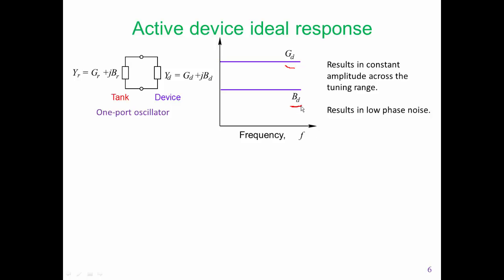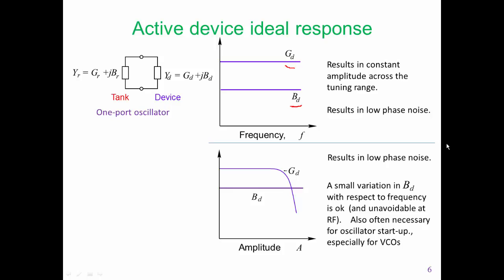Now looking at BD. If BD is independent of frequency, this results in low phase noise. The combination of GD and BD being independent of frequency results in low phase noise. Let's look at the susceptance. This is the ideal susceptance response that we want for our active device.